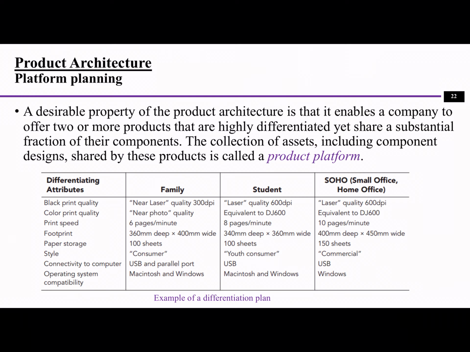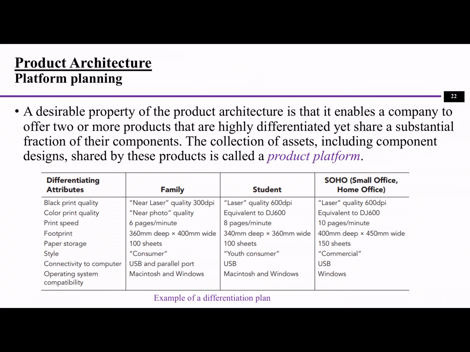All right. Next, let's look at platform planning. So platform planning means a collection of assets, including the component designs shared by these products. So you can see, for the printer, right, there are different attributes like black print quality, color print quality, print speed, footprint, the paper storage style, right? They all can be different models, right?